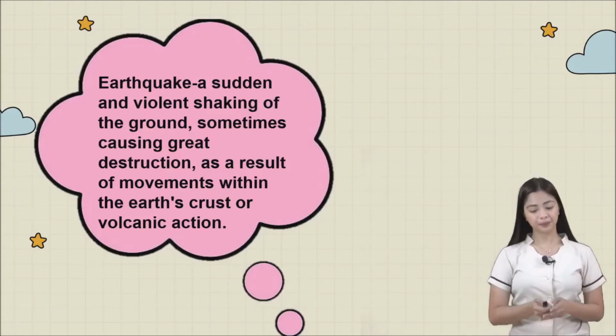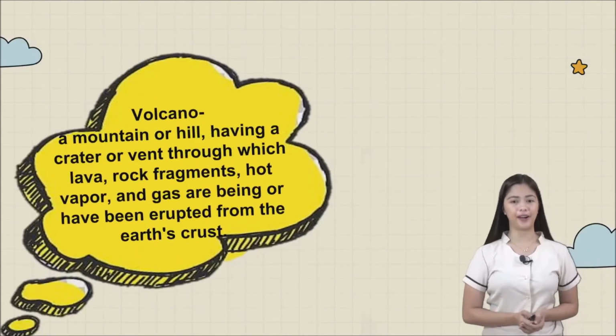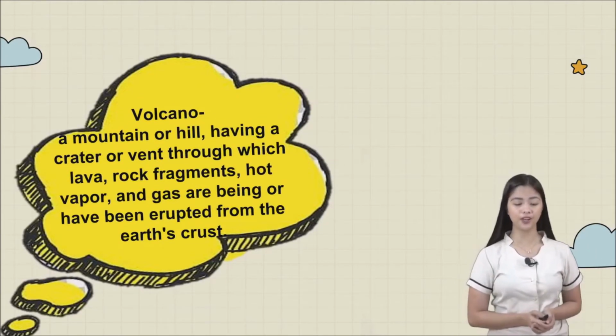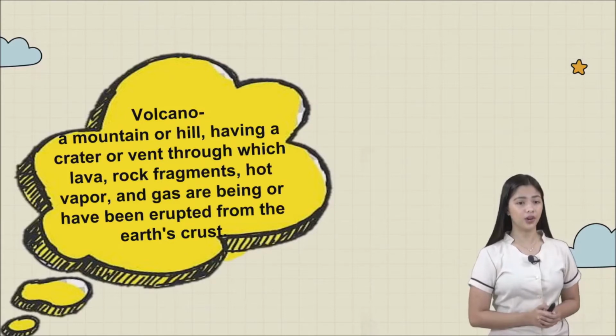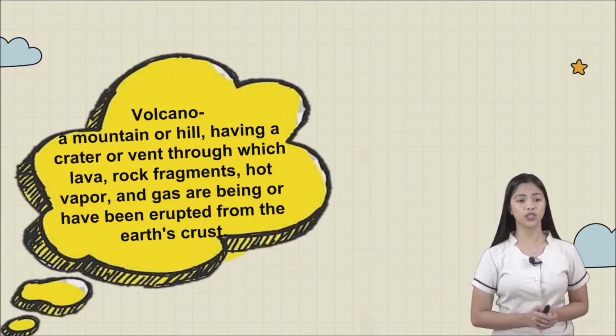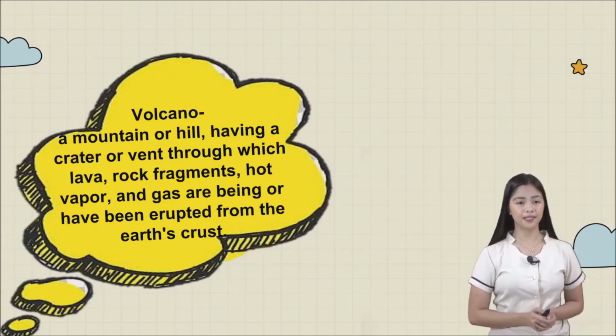Next keyword, we have the word volcano. When we say volcano, kids, it is a mountain or hill having a crater or vent through which lava, rock fragments, hot vapor, and gas are being or have been erupted from the earth crust.